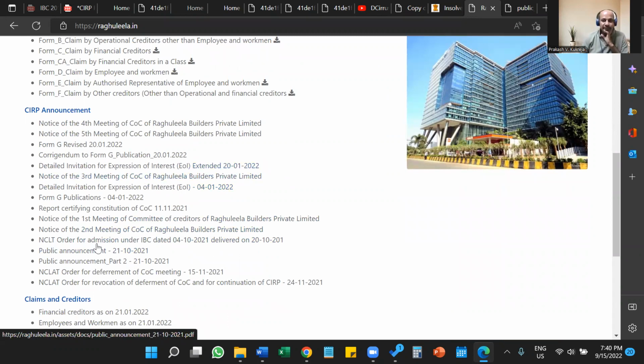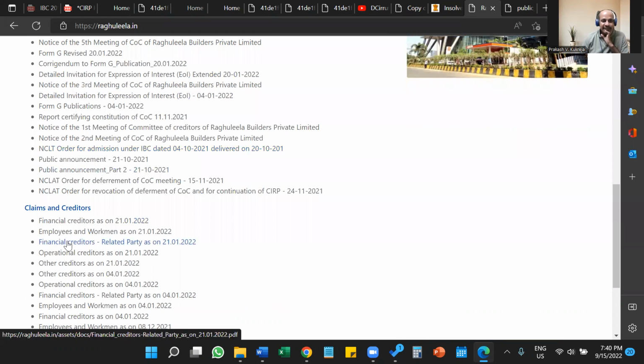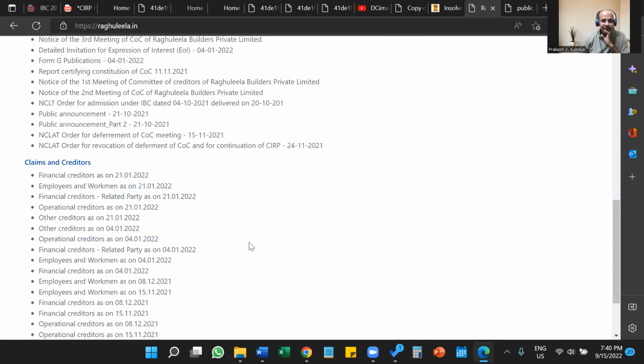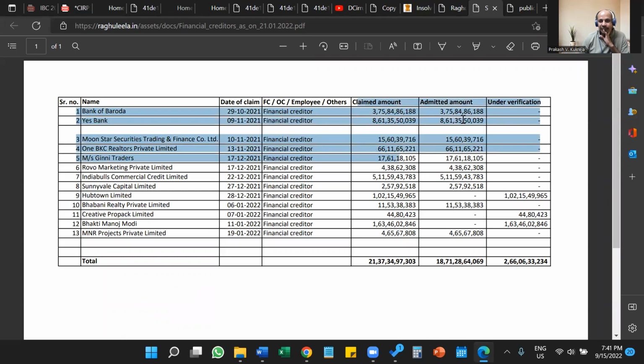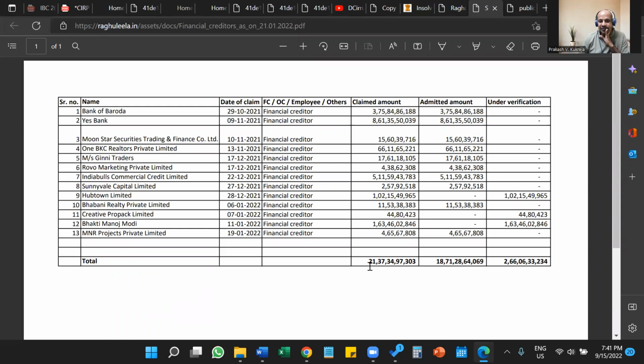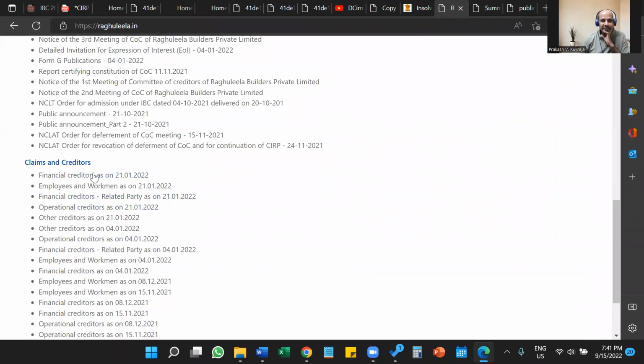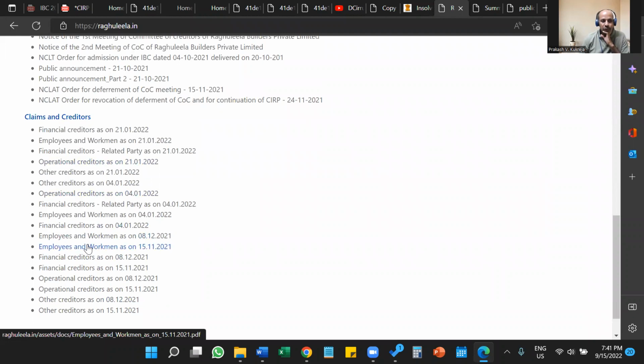So this is a requirement, and the IRP has to ensure all this. Claims of the creditors. So for example, if I click on financial creditors, you would see all the claims received by the RP so far, everything is updated. So the claimed amount, right? What is the admitted amount? So there is a difference. Like if the claim amount was approximately, here it is 2,137 crores, admitted is 1,871 crores, right? The balance is under verification. So as and when the claims come, the resolution professional needs to keep this updated, and this has to be updated on the website of the corporate debtor. So all the information is available over here.